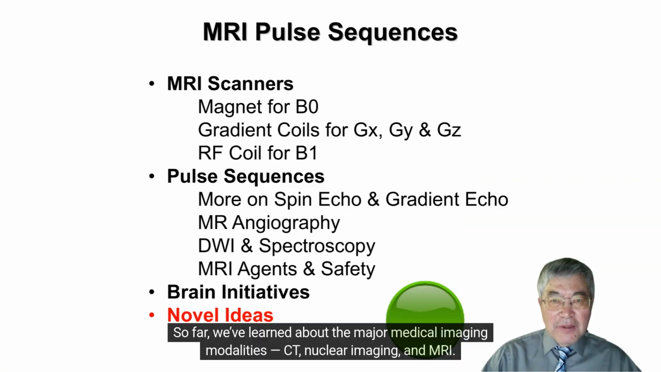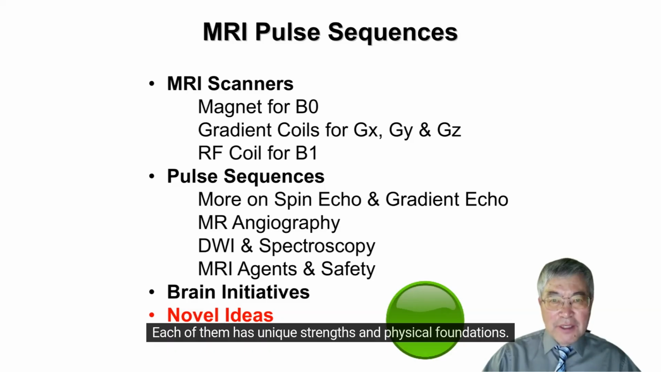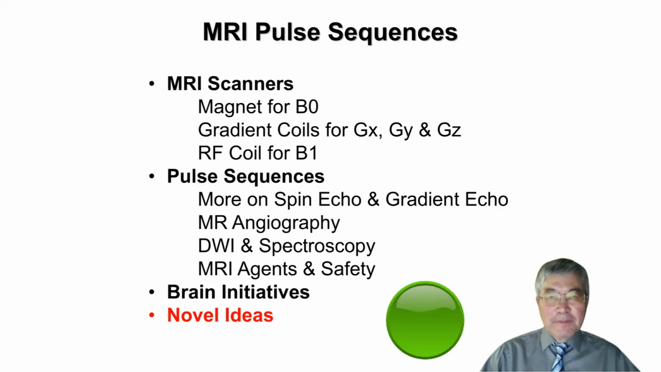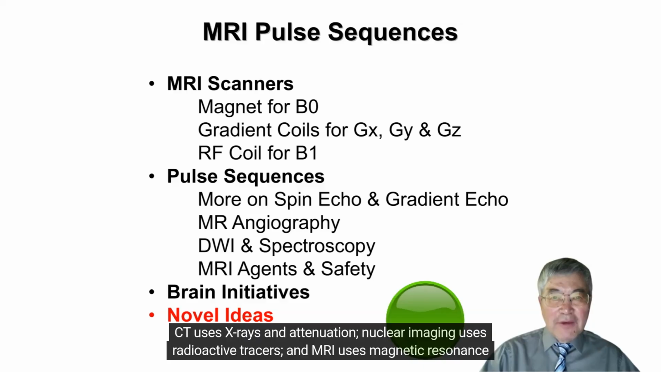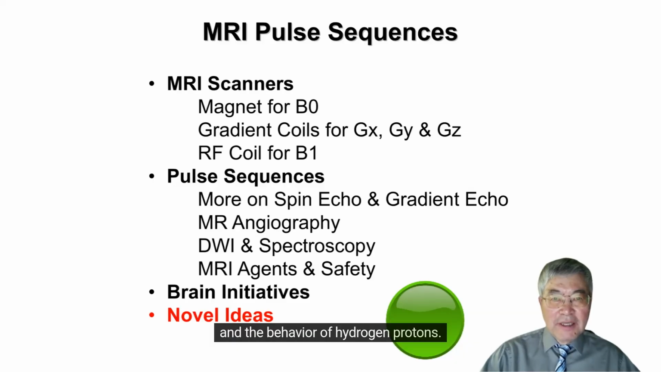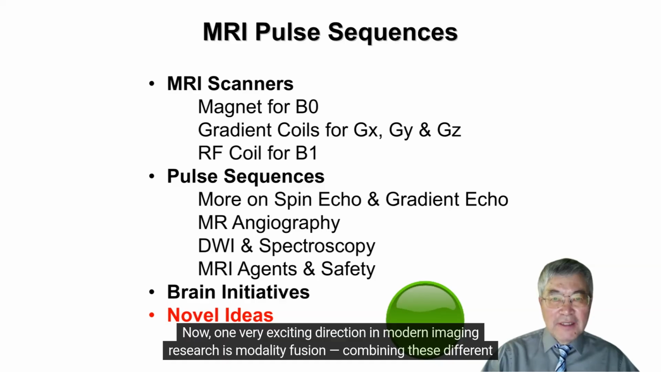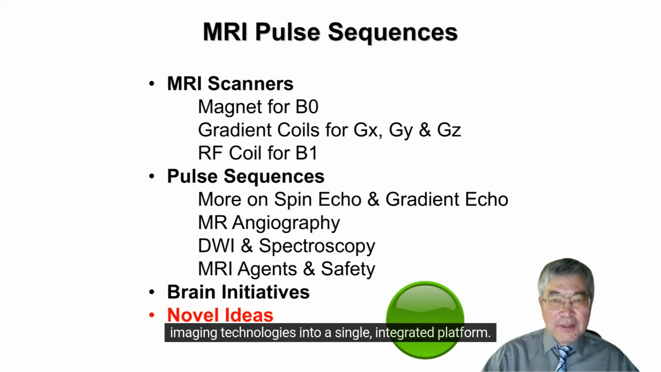So far, we've learned about the major medical imaging modalities: CT, nuclear imaging, and MRI. Each of them has unique strengths and physical foundations. CT uses X-rays and attenuation, nuclear imaging uses radioactive tracers, and MRI uses magnetic resonance and the behavior of hydrogen protons. Now, one very exciting direction in modern imaging research is modality fusion, combining these different imaging technologies into a single integrated platform.